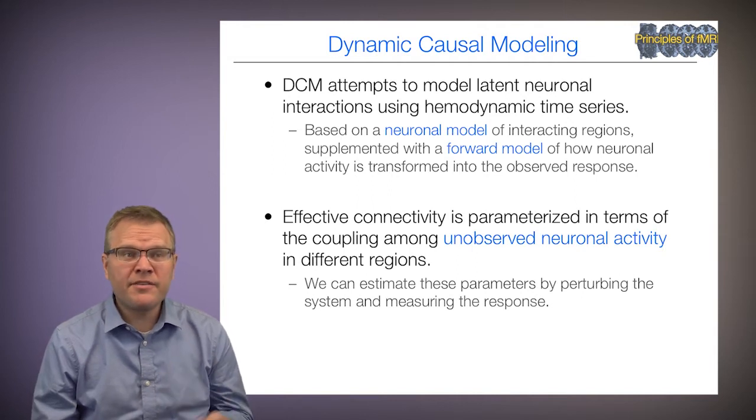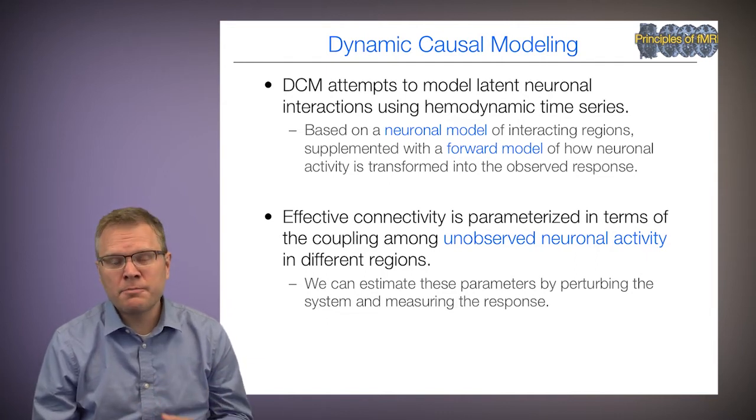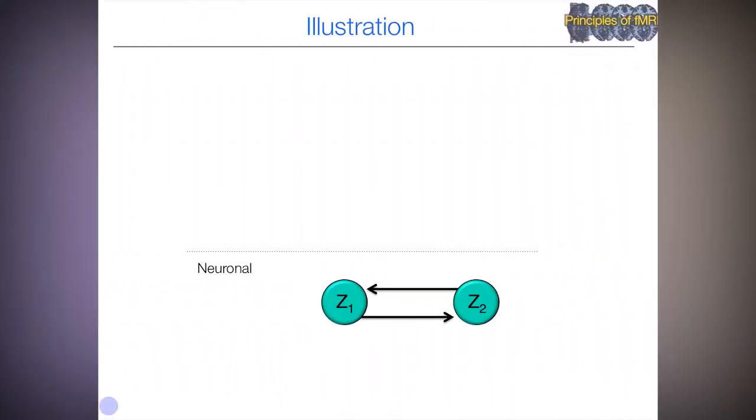So effective connectivity is parameterized in terms of the coupling among these latent neuronal activity in different regions, and we can estimate these parameters by perturbing the system and measuring the response. So here's a little cartoon illustration. We have two regions here, 1 and 2, and there's a relationship between these two regions. So Z1 represents the neuronal activation in region 1, and Z2 the neuronal activation in region 2. And we see that activation in 1 gives rise to activation in 2, and vice versa. So this is a very simple model of what's going on in these two different brain regions.